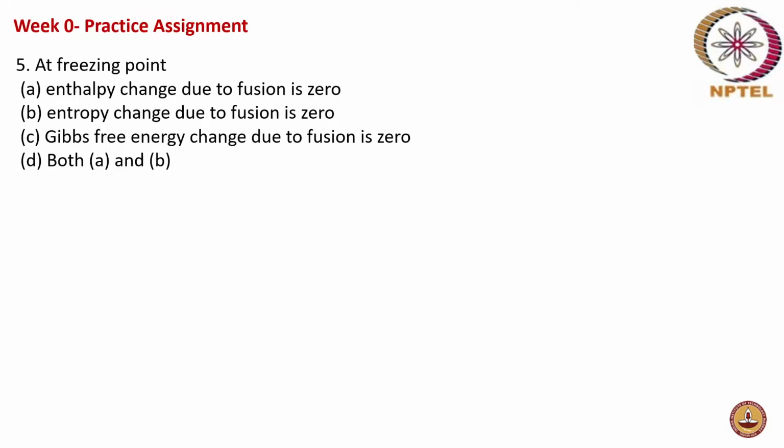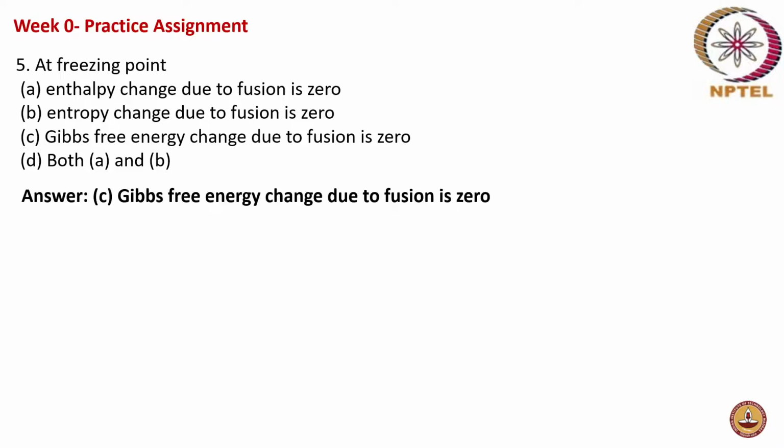Okay. Question number 5. At freezing point, what do you observe? Does the enthalpy change due to fusion go to 0, or is the entropy change due to fusion 0, or is the Gibbs free energy change due to fusion 0, or is it both A and B? What happens? This is a thermodynamics question, again from your fundamentals. So what happens at freezing point? At freezing point, your Gibbs free energy change due to fusion is 0. The freezing point is nothing but your equilibrium point between your solid and liquid state. So your change in Gibbs free energy should be minimum, or that is 0. Okay.